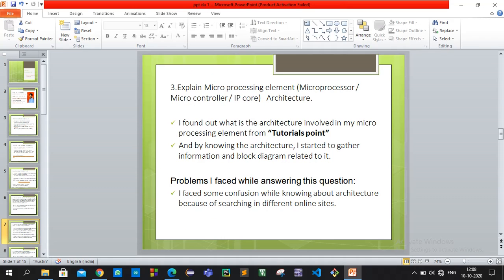Next question is to explain the microprocessing element architecture. Coming to my IC's architecture, I did not find much information about the architecture related to my IC in the datasheet. So I found an online website, Tutorialspoint, where I found the information related to architecture, that is Harvard architecture. By knowing the architecture, I started to gather information and a block diagram related to it, and again I used the online tool drawio to draw the block diagram.